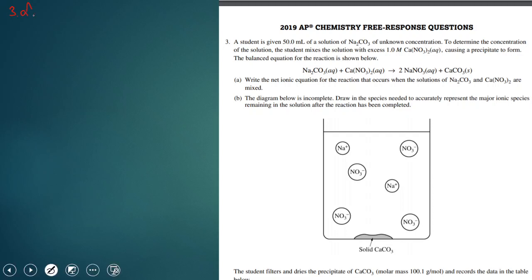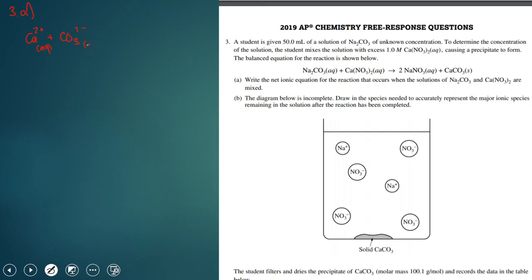So question 3A. Write the net ionic equation for the reaction that occurs when these two solutions are mixed. Alright, so net ionic equation automatically means you just consider the precipitate. And so this is a very free question. Our precipitate is calcium carbonate. And so our calcium ion is Ca2+. Our carbonate ion is CO3 2-. I should also probably include aq.